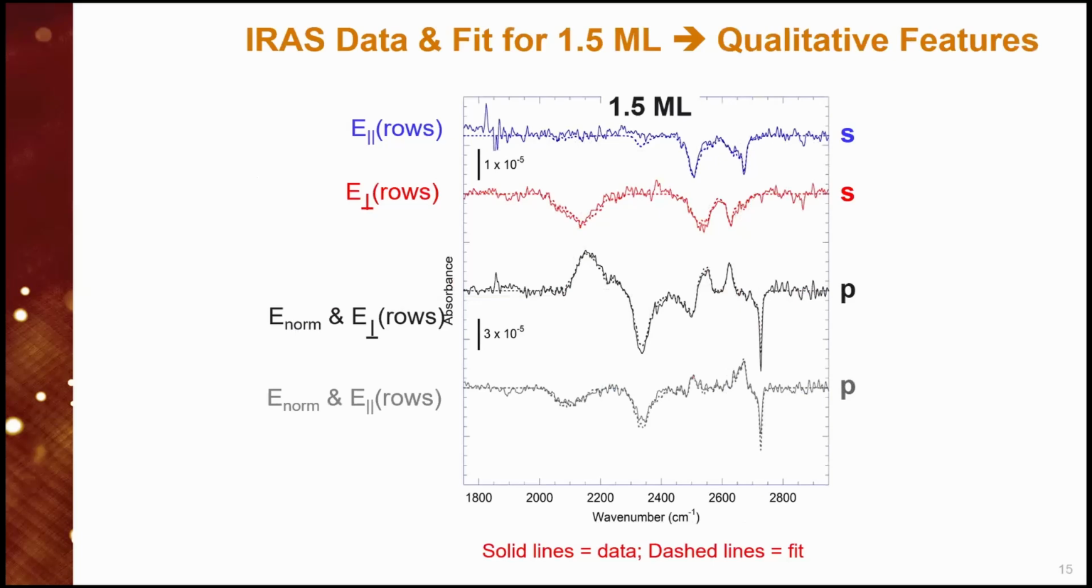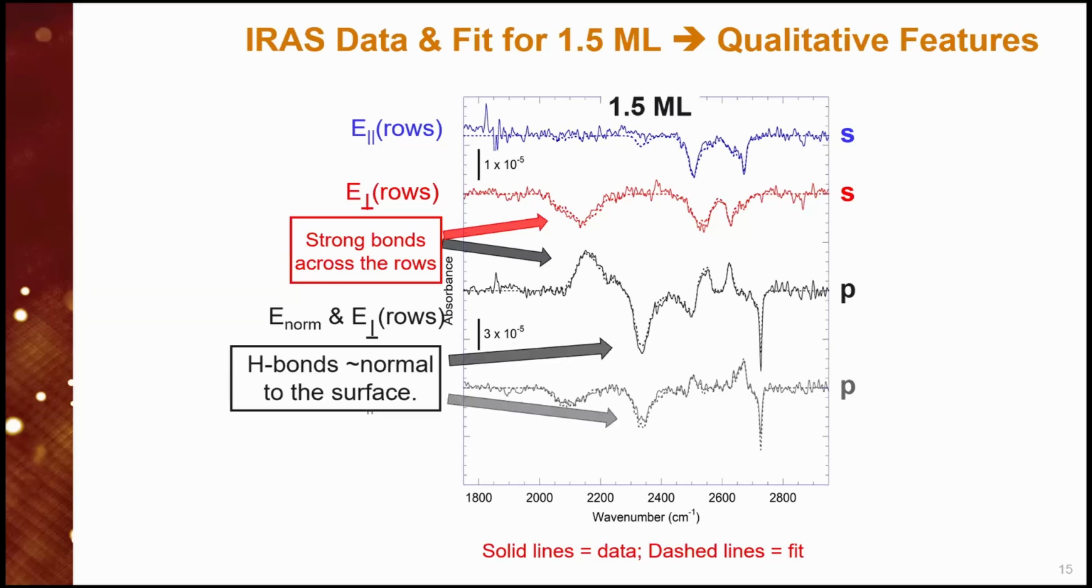Okay, so back to this one now. So this is 1.5 monolayers. It looks considerably more complicated. But you can start right away, because we know, again, where the electric field vector is for these. This is a bond that's across the row, right? So it's hydrogen bonding across the row. It's very low in frequency. That means it's a very strong hydrogen bond. So we have a strong hydrogen bond that goes across the row.